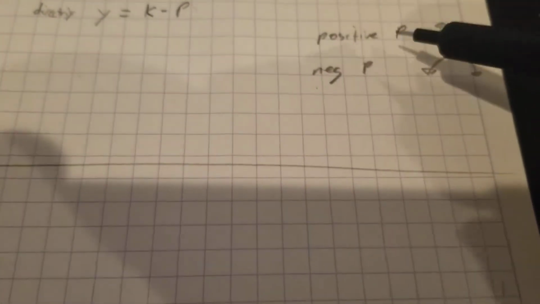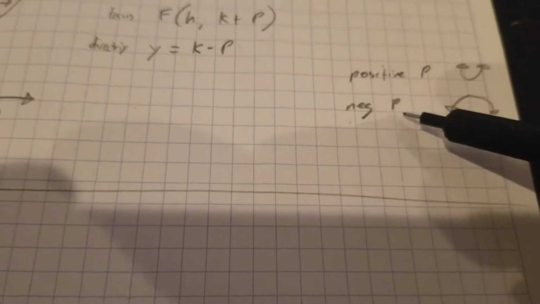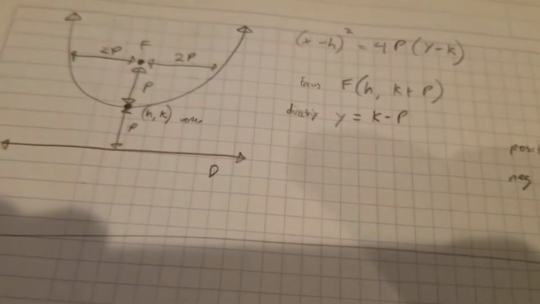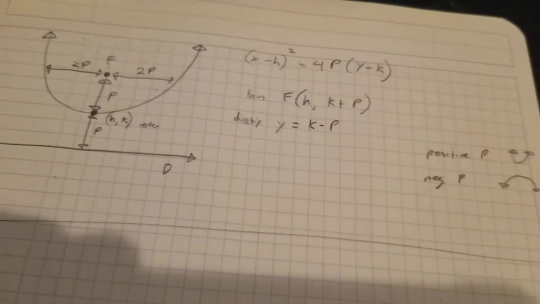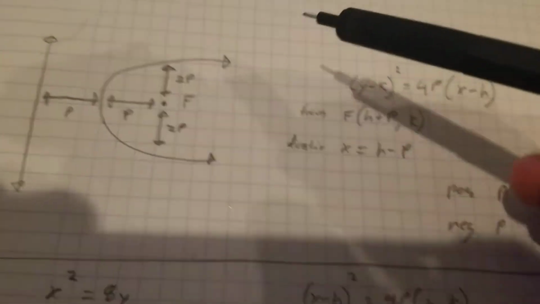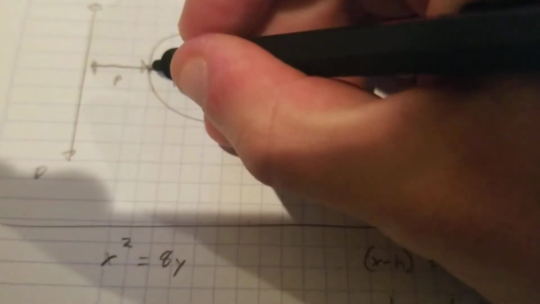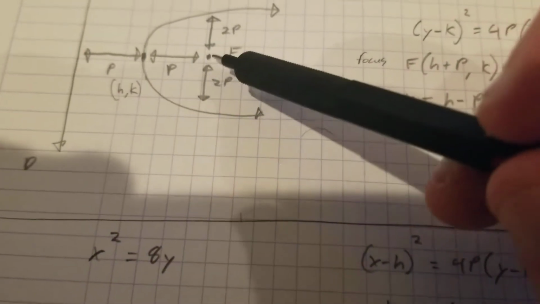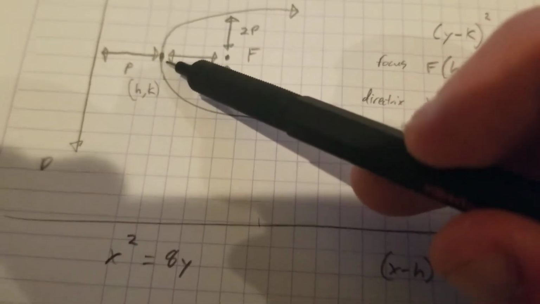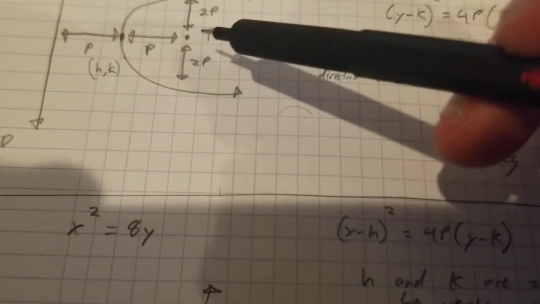Regarding the direction of the graph, if you got positive p, your parabola is going to open up, and if your p is negative, your graph is going to open down. So we'll do a couple of examples of this, but just know that your graph can also open to the right or to the left. Your vertex is still h and k. Your focus is going to be p units away from the vertex, and then it's going to be 2p units away from the curve of the parabola. Then you go in the other direction, p units, and that's your directrix.